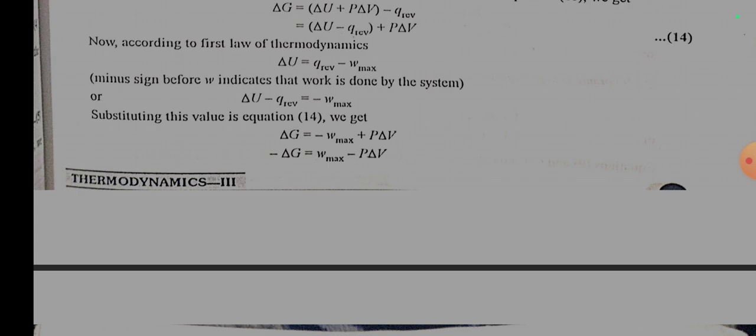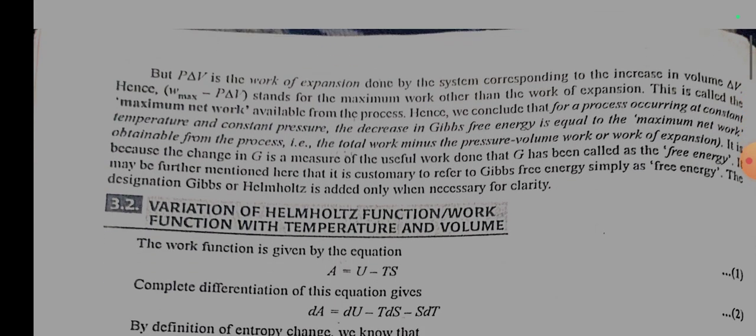The minus sign before W indicates that work is done by the system. So ΔU - Q reversible = -W max. Substituting this value in equation 14, we get ΔG = -W max + PΔV.